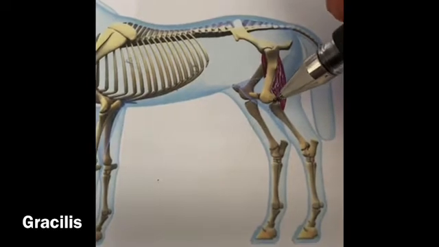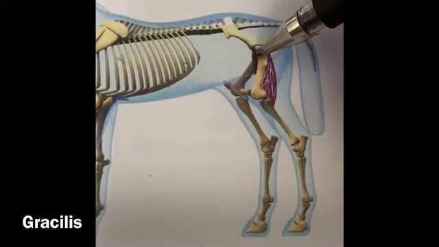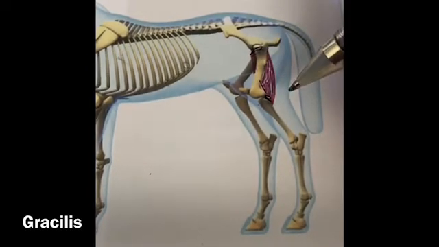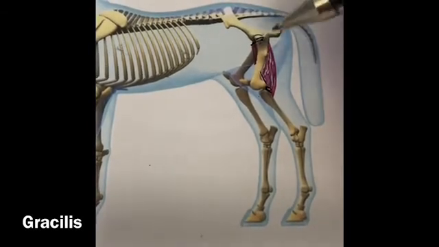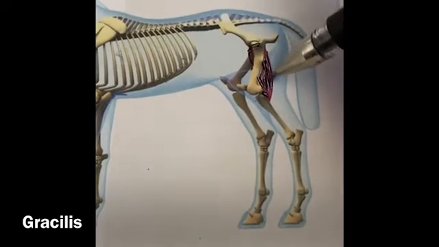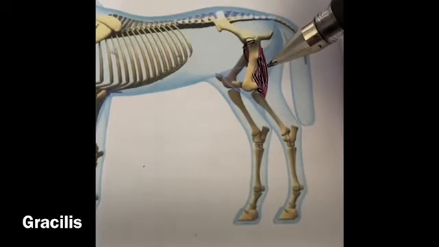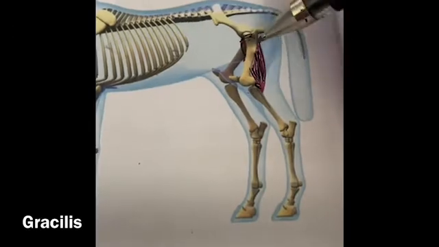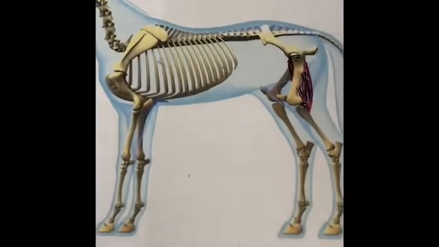So it doesn't actually have very many. So it originates up here and it inserts down here, and the rest of it is actual fascia and ligament attachments. And it fills in this inside bit of this femur area here, and it adducts the hind leg, so brings the hind leg towards the body. So it kind of holds the hind leg here in towards the body, and that is our gracilis muscle.